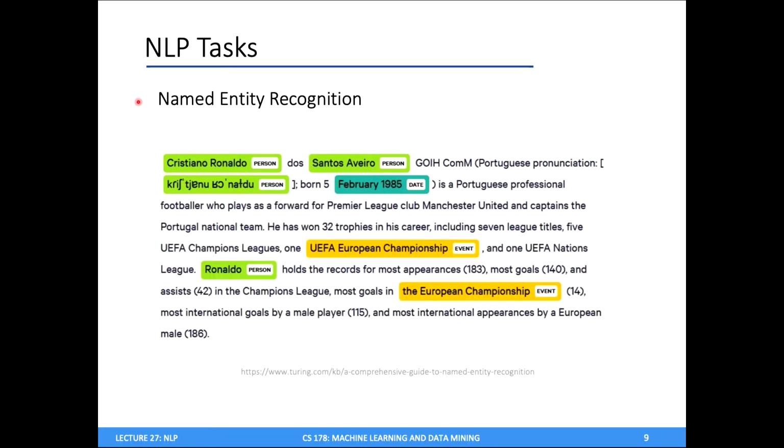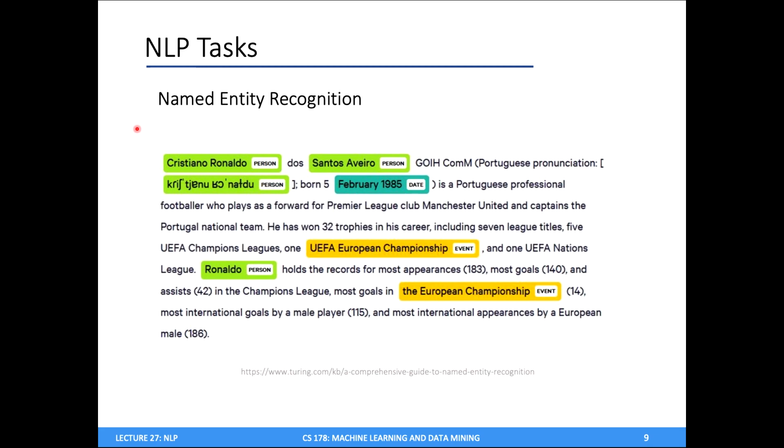We might also be interested in something like named entity recognition, where the goal is, given some big long paragraph of text, pick out all of the proper nouns in this string of text. So here we've got a paragraph about Cristiano Ronaldo, a soccer player, and we want to pick out where all the people and the dates and all the events are. And this is useful for something like just summarizing a piece of text, maybe who is this about? Well, we would like to figure out where all the people and all the events are in here.